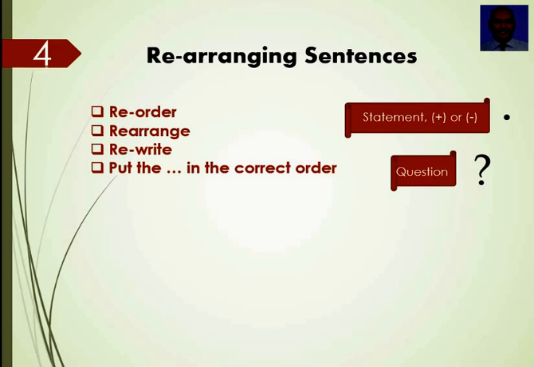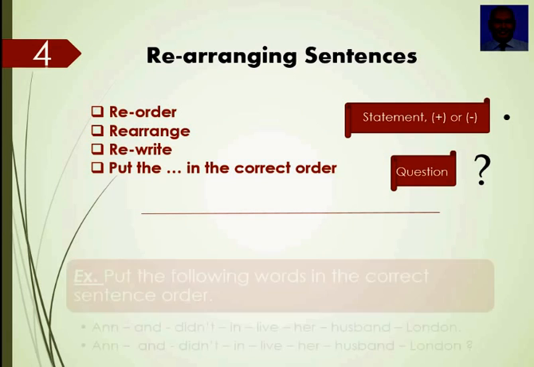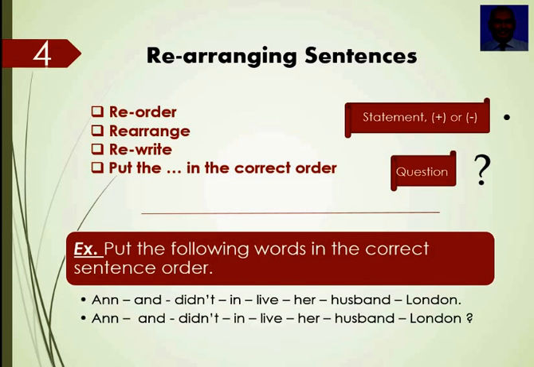Okay, let's have an example, and I guess it will make it clear. Take a look at this. Okay, I have here two sentences. I don't know whether they are statements, or questions. And, didn't, in, live, her, husband, London. Okay, and actually the same words in the second question, but when you answer, I'm sure that the answers will be different.